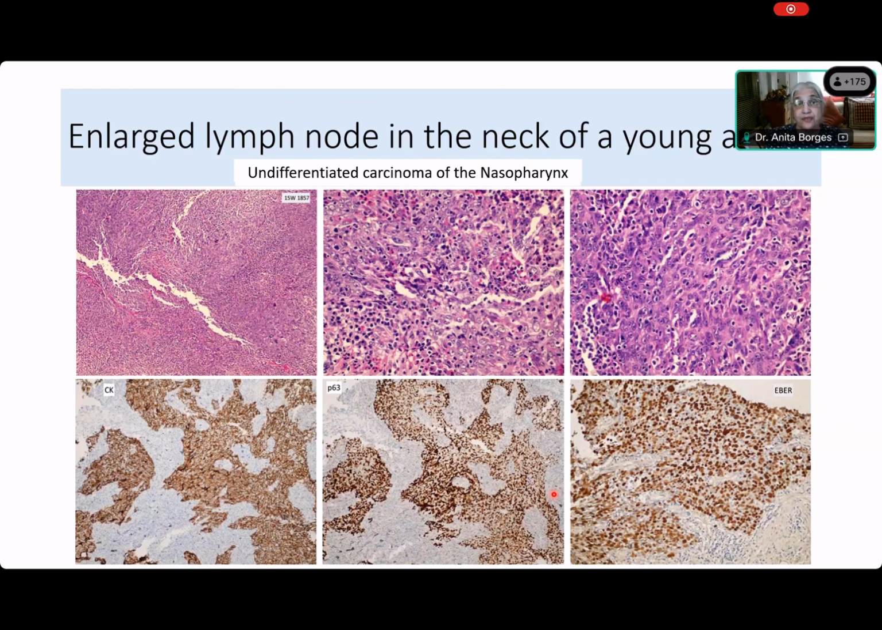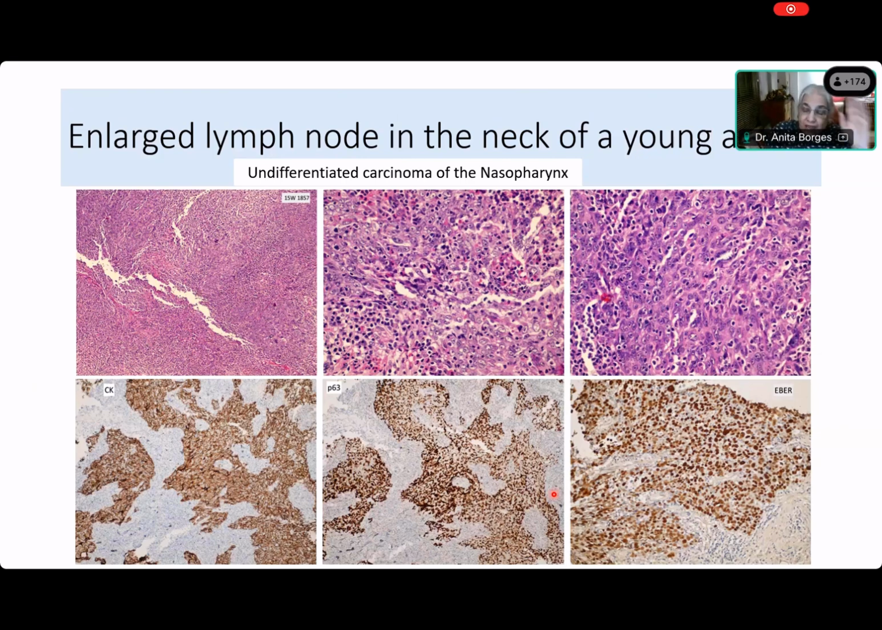Now we have some very funny terminology, right? This thing was looking very poorly differentiated. There was nothing there when we first looked at it. Now we have proved that it is a carcinoma, and we know that it is a squamous carcinoma. And yet, we're calling it an undifferentiated carcinoma of the nasopharynx. So why are we calling it undifferentiated? Anybody would like to say why? We should be calling it a poorly differentiated carcinoma of the nasopharynx that is associated with EBV. Well, the real terminology should be PDC with EBV.